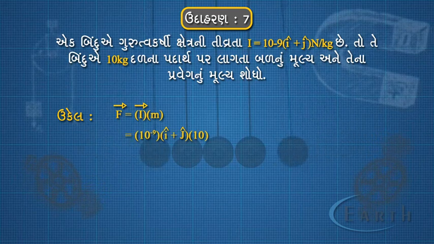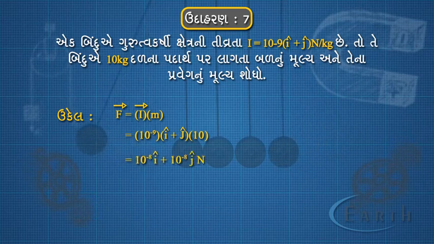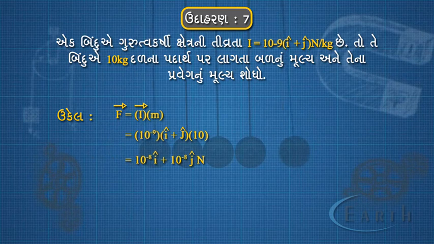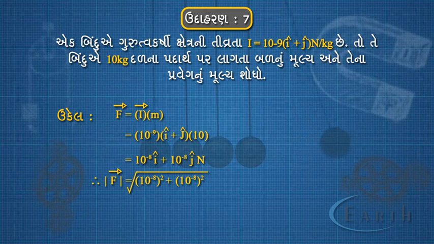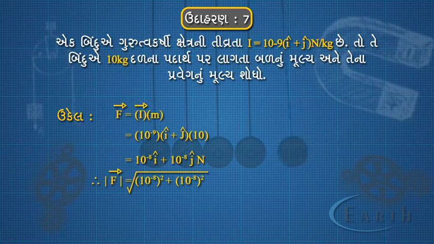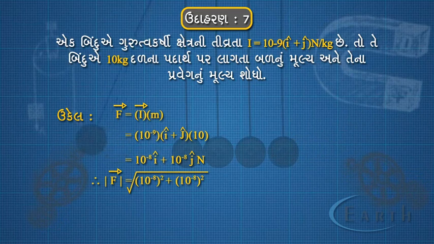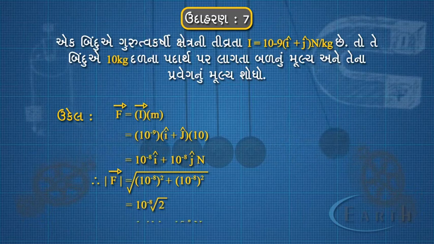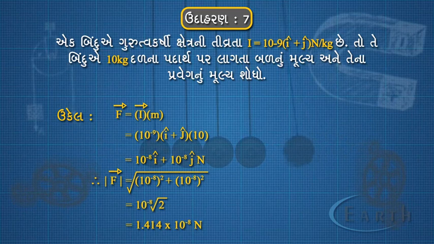= 10^-8 i + 10^-8 j Newton. માટે માનાંક સદિશ F = √((10^-8)² + (10^-8)²) = 10^-8 × √2 = 1.414 × 10^-8 Newton.